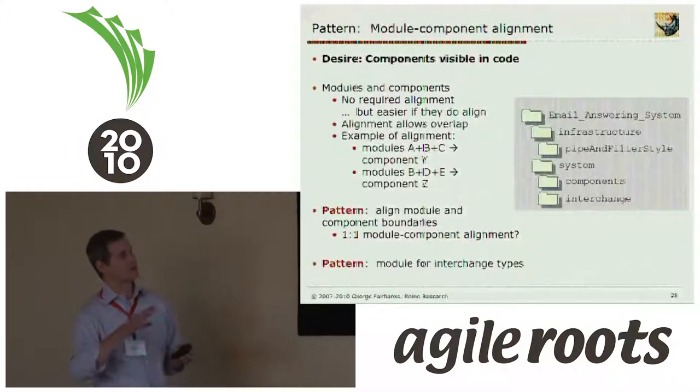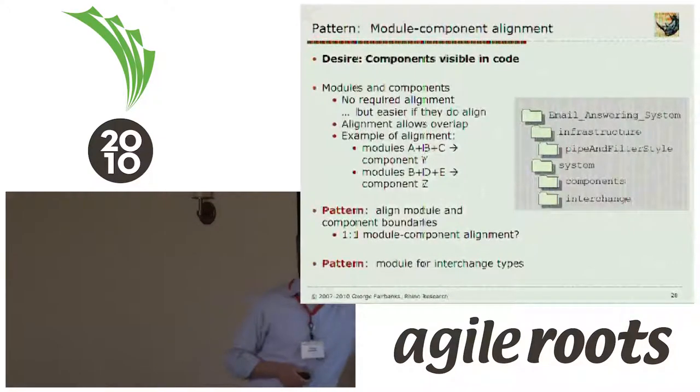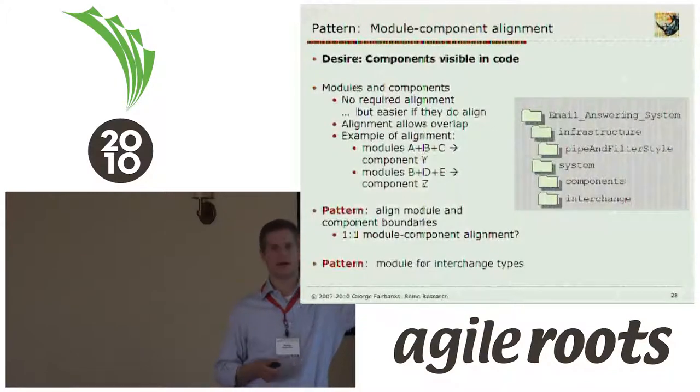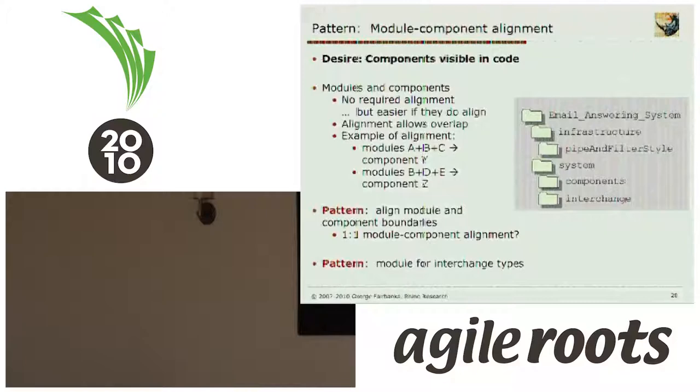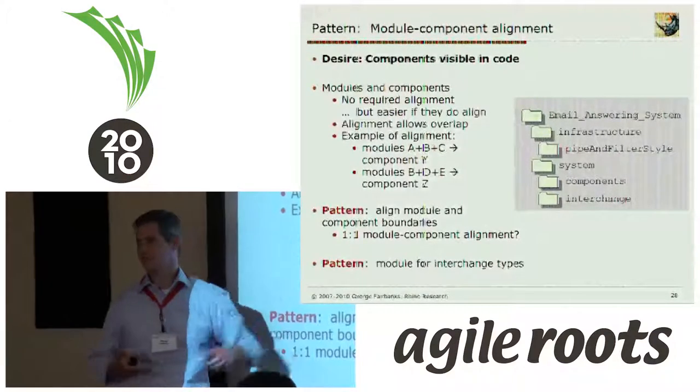We don't have to make the components and modules line up, but it's a lot easier if they do. Here's one pattern: align the module and component boundaries. You can say things like modules A, B, and C become component Y. To put concrete names on that, let's say the GUI toolkit and the field checking logic and the something or other makes the client, something like that.